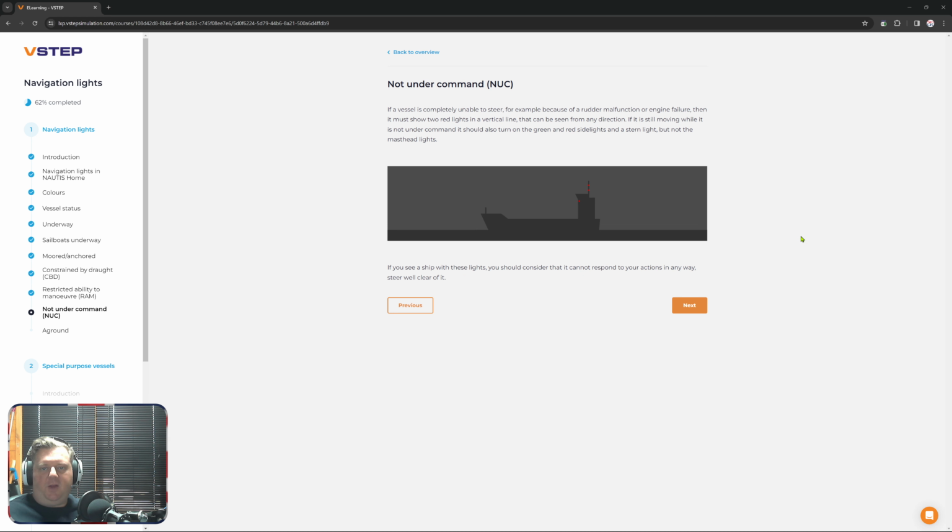Not under command, NUC. If a vessel is completely unable to steer, for example because of a rudder malfunction or engine failure, then it must show 2 red lights in a vertical line that can be seen from any direction. If it is still moving while it is not under command, it should also turn the green and red side lights and a stern light on, but not the masthead lights. If you see a ship with these lights, you should consider that it cannot respond to your actions in any way, so stay well clear of it.